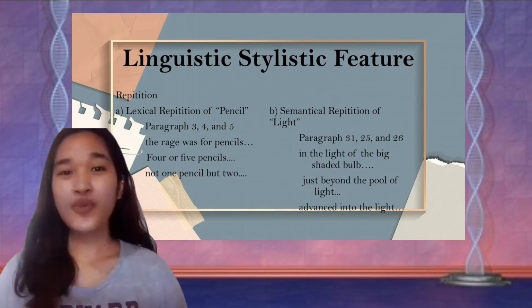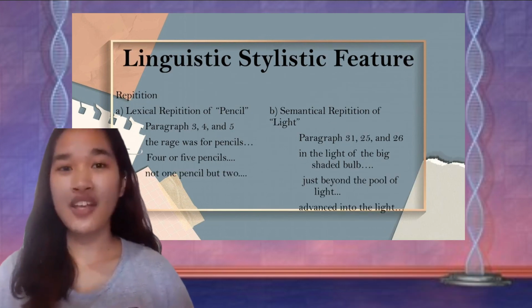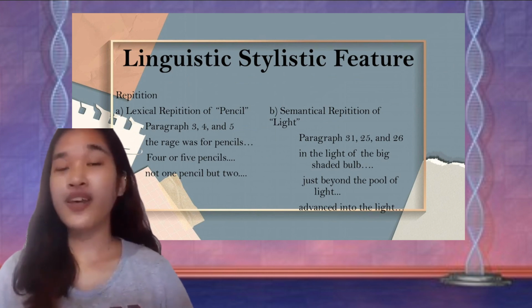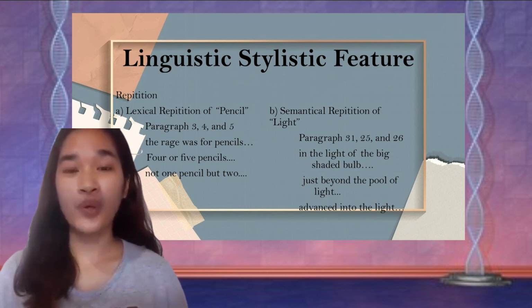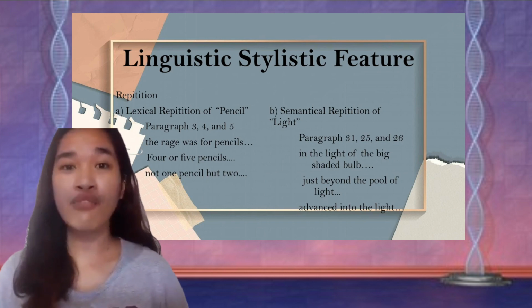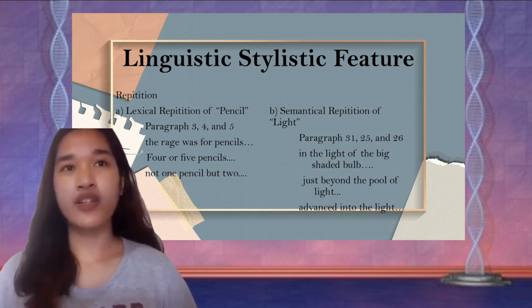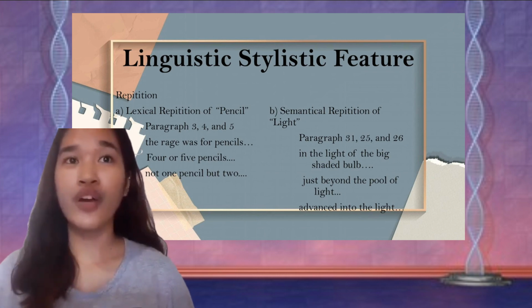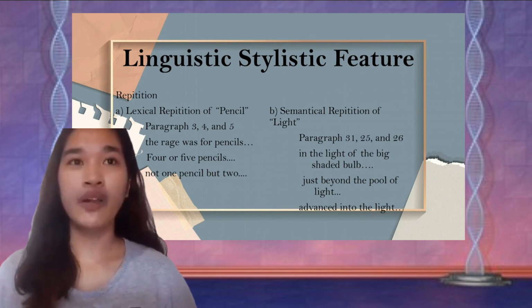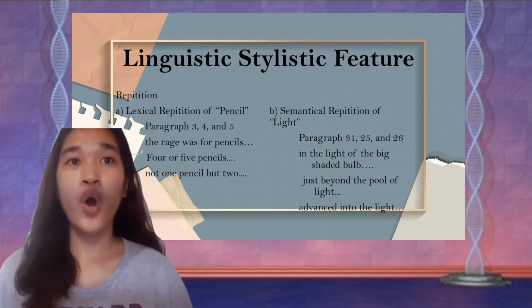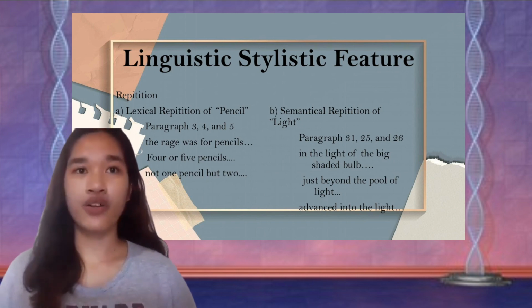And now, let's move on to the linguistic stylistic features. For the first one, it's the lexical repetition of the word pencils from paragraphs 3, 4, and 5. In the passages, the range was 4 pencils. These pencils were selling for very low but were unattainable to a child. One pencil was not at all what one had ambitions for. One kept a collection, 4 or 5 pencils of different colors.